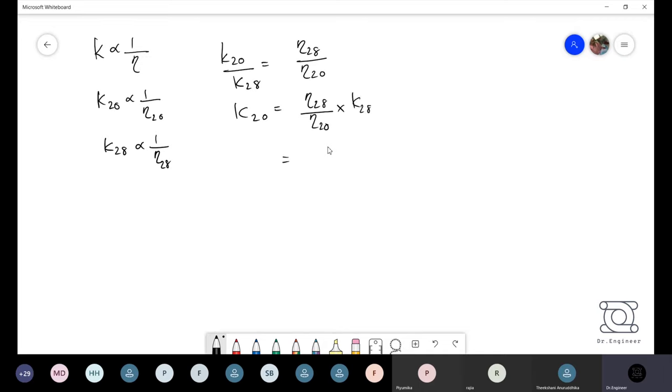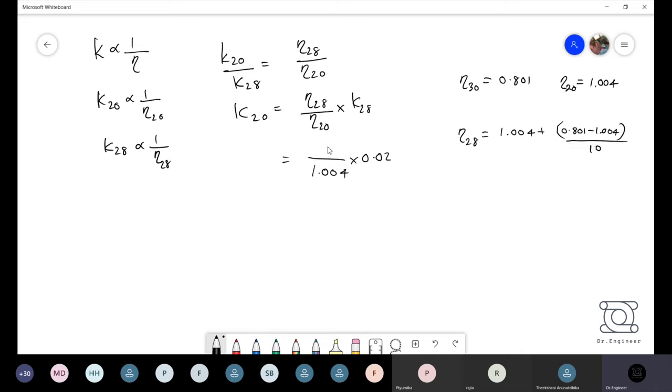Right? So viscosity 28, we don't know the value. We'll figure it out. But viscosity 20 is 1.004, and K28 is 0.02. Only this parameter is missing, that is viscosity 28. Right? So there are three values given to you. Using the chart, we know viscosity 30 is 0.801 and viscosity 20 is 1.004. So you can calculate viscosity 28, right? So viscosity 28 is equal to 1.004 plus, what is viscosity 30? It's 0.801 minus 1.004, by 10.